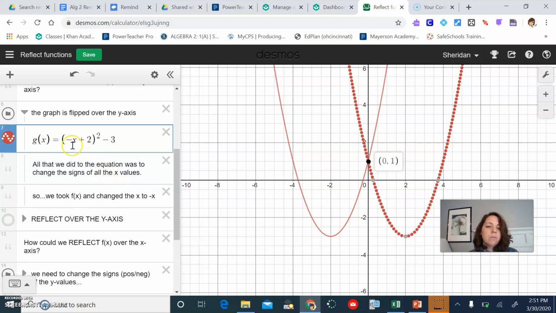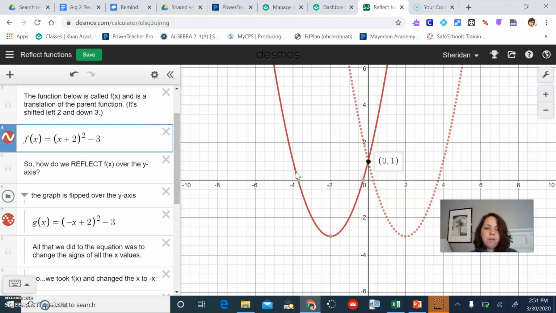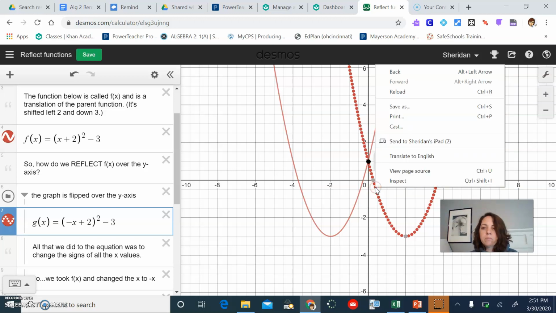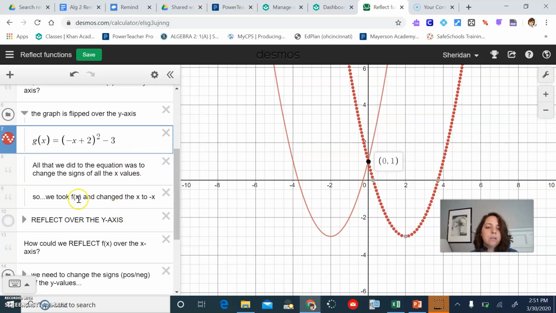So when we think about, okay, what did we do to the whole function to get from this red f function to this dotted g function? How did we get there? What did we do to the equation? Well, we took f and we changed the regular old x to -x.